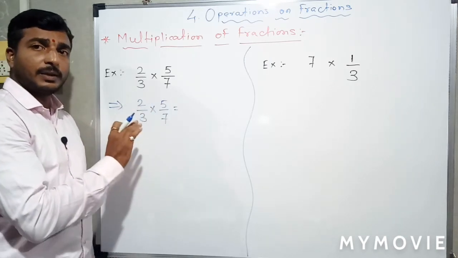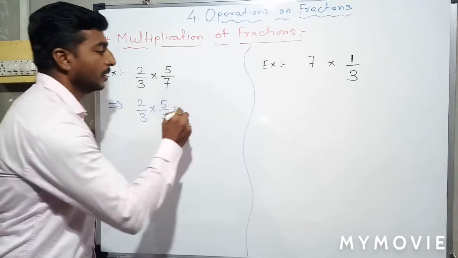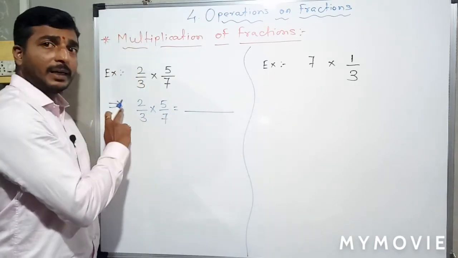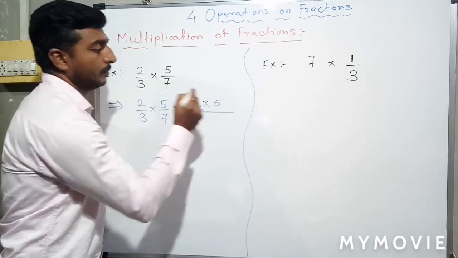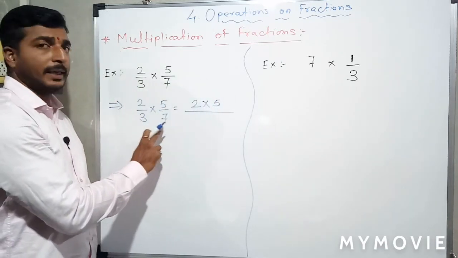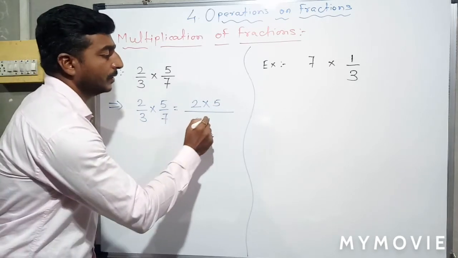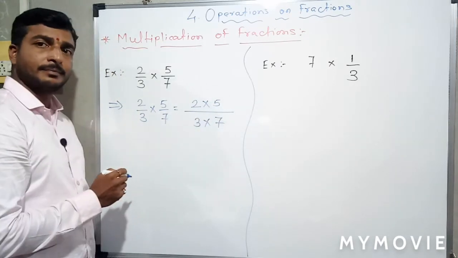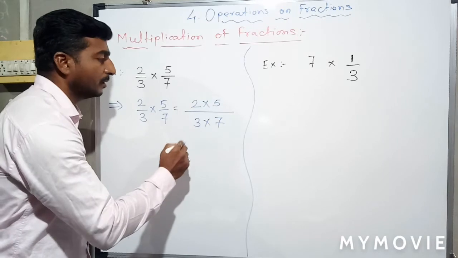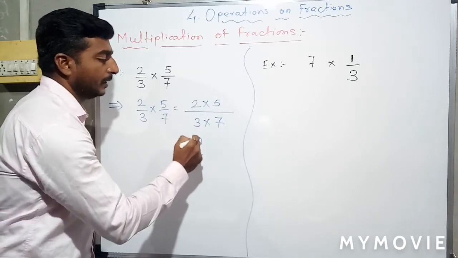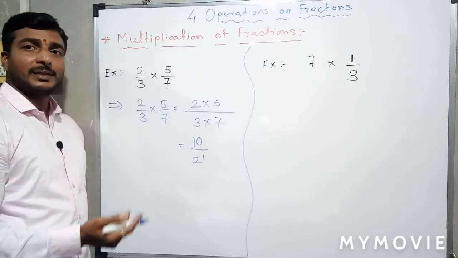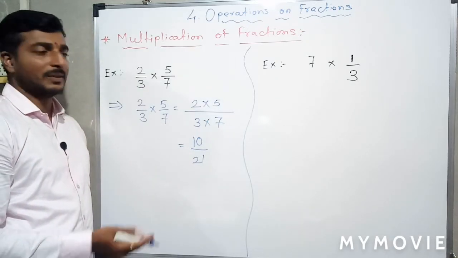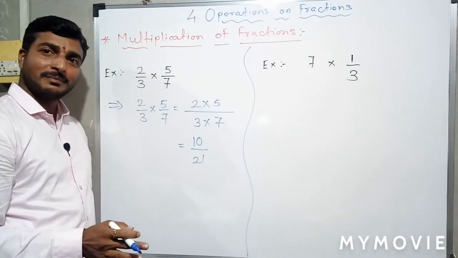In the multiplication of fractions, you will multiply numerator by numerator, 2 into 5, and you will multiply denominator by denominator, that is 3 into 7. So calculate this. 2 fives are 10, 3 sevens are 21. In this way your multiplication of the fraction is completed.